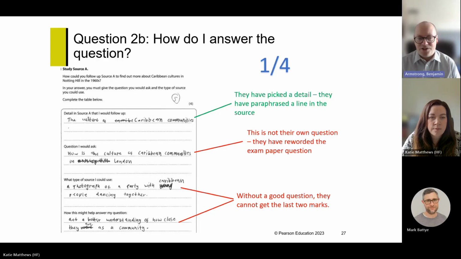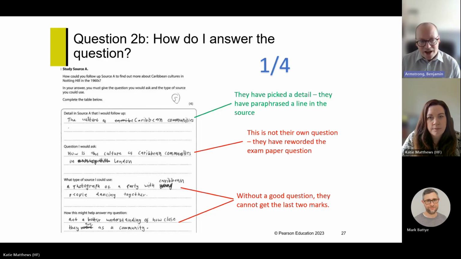But then the question they've asked isn't really an inquiry. They've simply reworded the exam paper question. How is the culture of Caribbean communities in London? Well, that's not a question that would help them find out more about Caribbean cultures. Do you remember I said earlier how important that question is if you're going to get the rest of the marks? If you haven't got a good question, well, you can't get the 3rd and 4th marks.